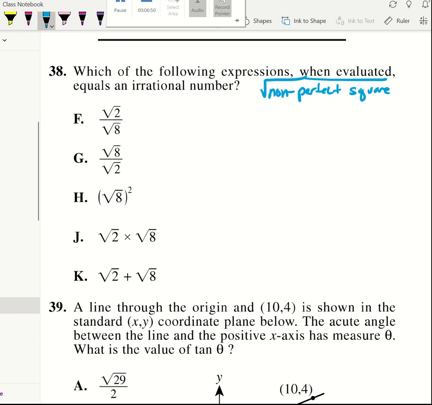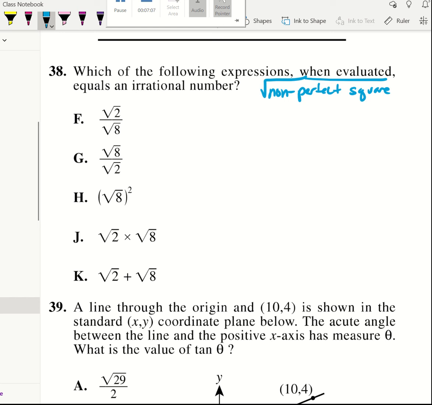We're going to need to follow some rules of simplifying things before we decide if things are irrational or not. But if I square root a perfect square, like the square root of 9, that will be rational. However, if I square root something like 10, since that's not a perfect square, that would be irrational. So that's what I'm looking for.